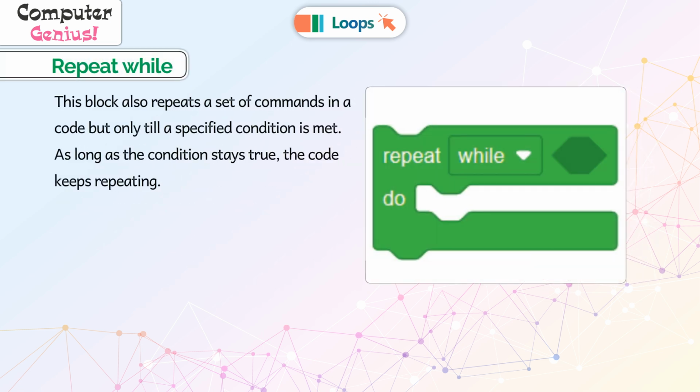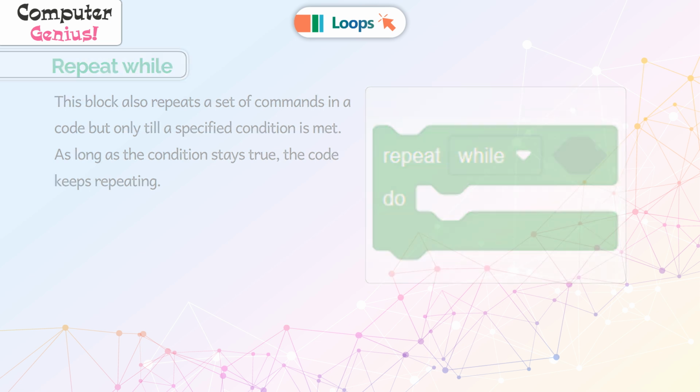Repeat while. This block also repeats a set of commands in a code but only till a specified condition is met. As long as the condition stays true, the code keeps repeating.